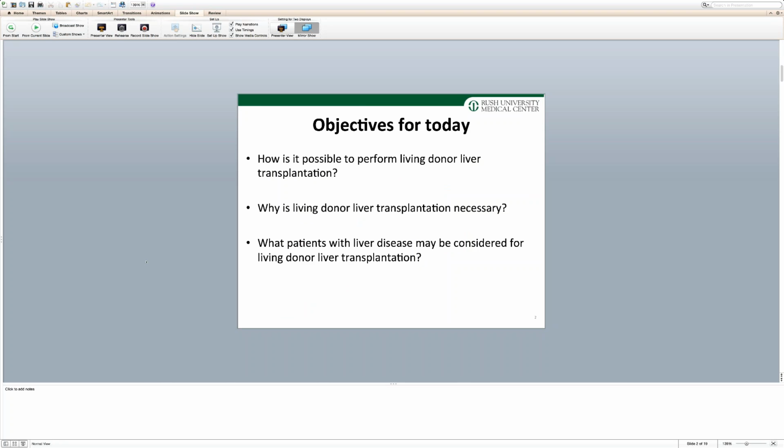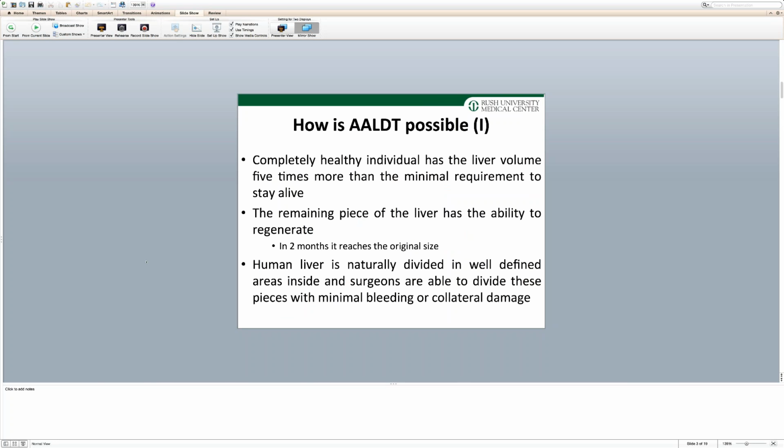So why is adult-to-adult liver transplantation possible? First of all, a completely healthy individual has a liver volume 5 times more than the minimal requirement to stay alive, and the remaining piece of the liver has the ability to regenerate. So after someone is a liver donor, in 2 months the liver reaches its original size.